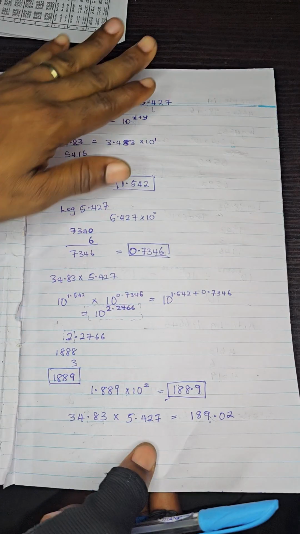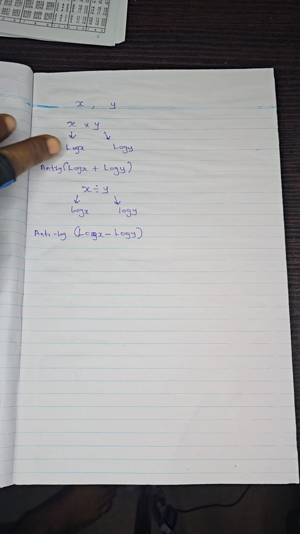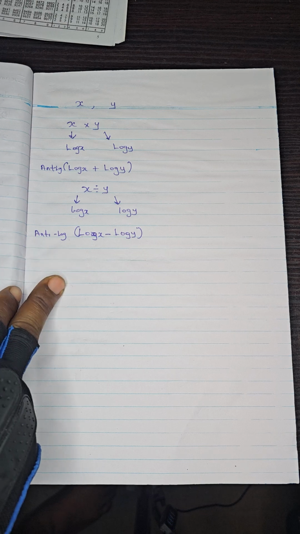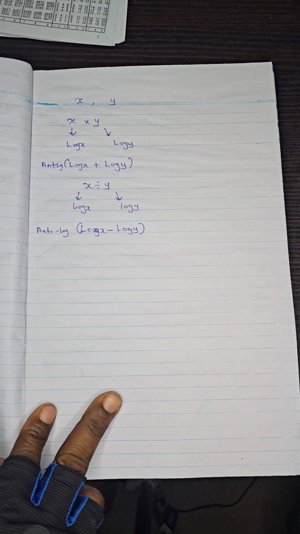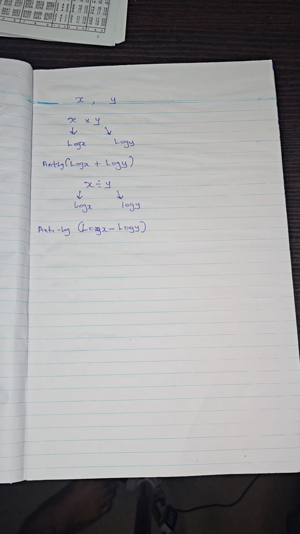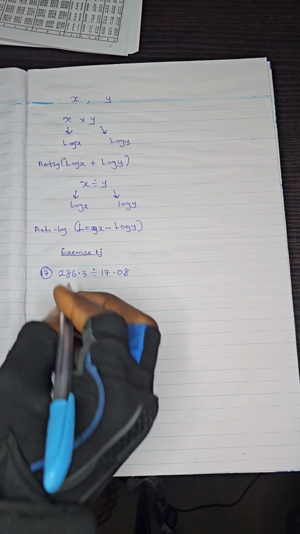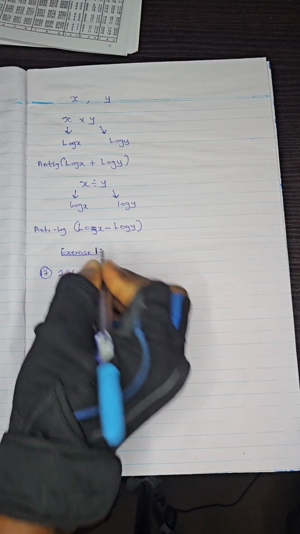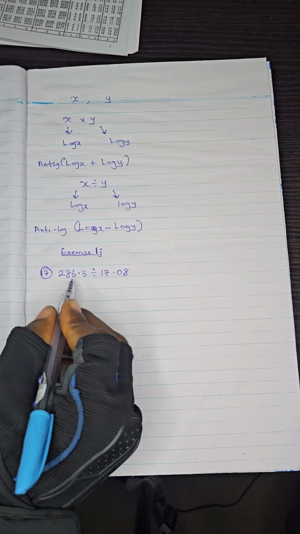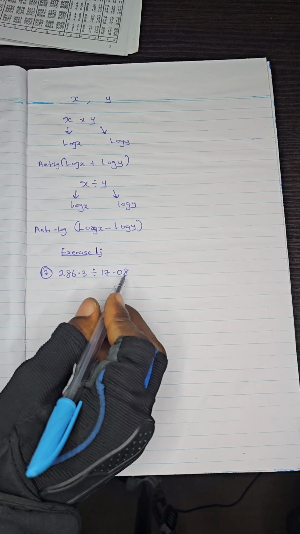So let's just solve an example. We had to go through this long process just to prove it using our law of logarithm. Now you don't need to go through those long processes. Simply do this explanation here. Let's solve an example, then you can always confirm your answer with a calculator as we did in our previous example. Here is exercise 1J number 17. So we are given 286.3 divided by 17.08.